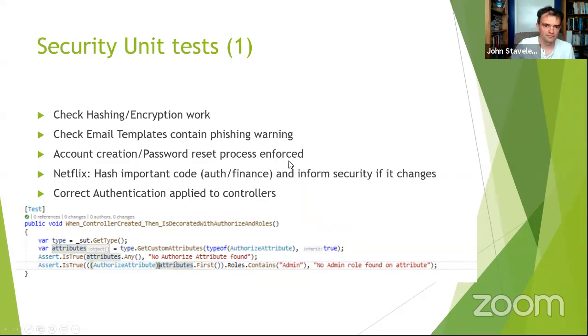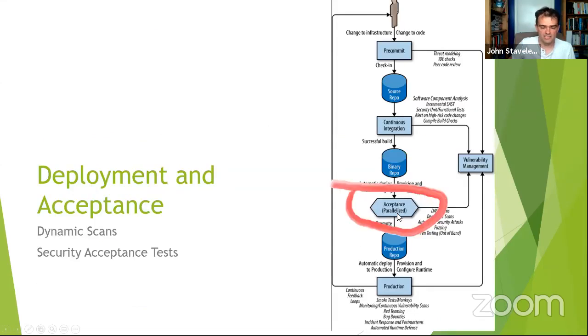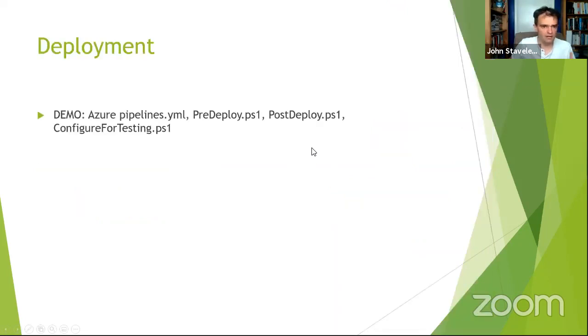This unit test, again, this is all in the source code, will check that all of your controllers, Web API or MVC, are decorated with the validate anti-forgery token. Okay, so now we've checked in, everything's built, and then it's deployed. So once you've got the deployed instance, you can run a dynamic scan and then run your security acceptance tests. I'm going to skip that.